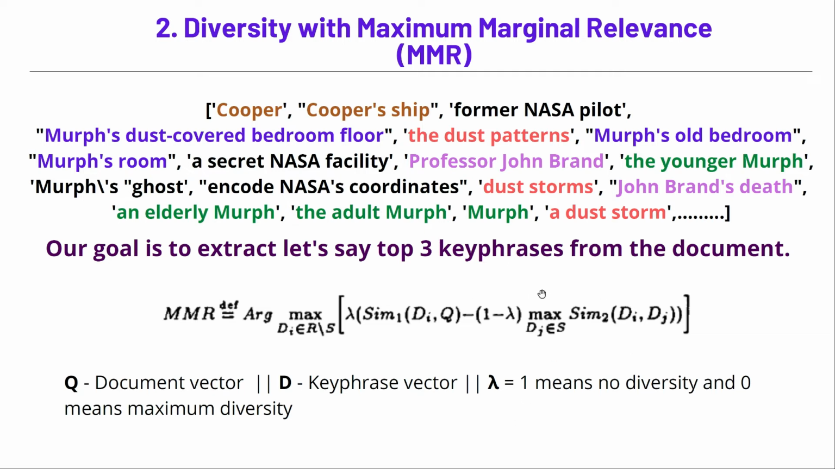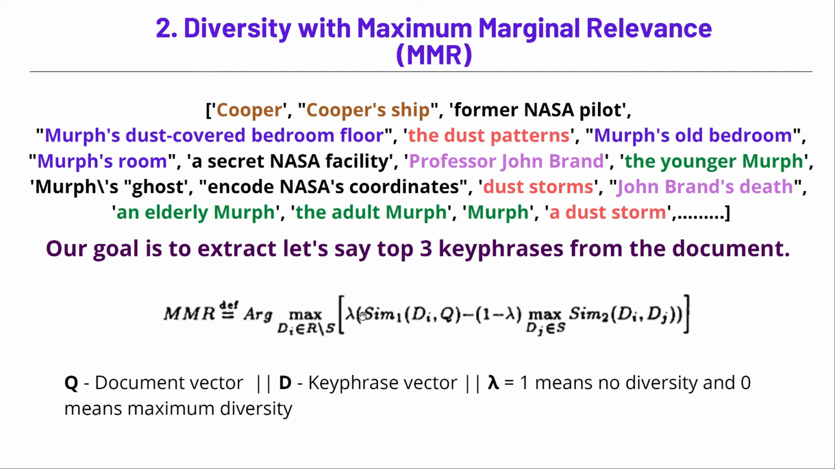And let's take lambda is equal to 1 to understand this. Basically, you remove the whole thing here, and when lambda is equal to 1, only this thing is remaining. When MMR first runs, we get the similarity of every key phrase with the document. So we get the similarity of Cooper with the document, Cooper ship with the document, former NASA pilot with the document, etc. In the first loop, we are going to extract the word that has maximum similarity. That's going to be Cooper anyways, since we have already sorted this.